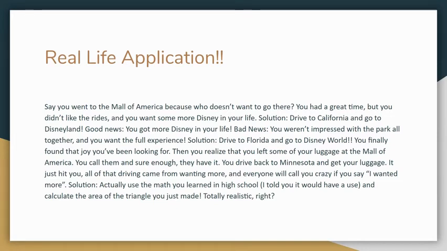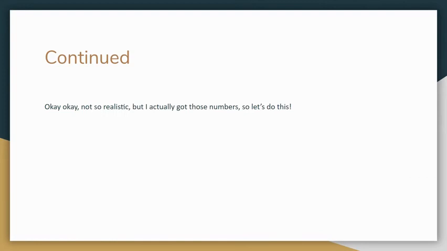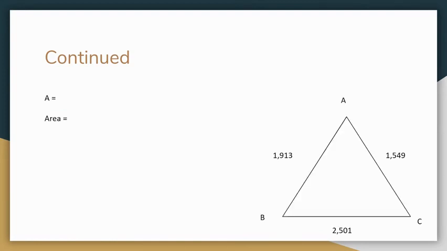So what you're going to do is you're going to actually use the math that you learned in high school. I told you it would have a use, and you're going to calculate the area of the triangle you just made to say you have a reason. Because that's totally realistic, right? Okay, it's not realistic, but I actually got these numbers, so here we go. So point A is the Mall of America, point B is Disneyland, and point C is Disney World.